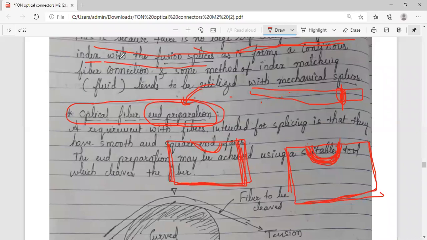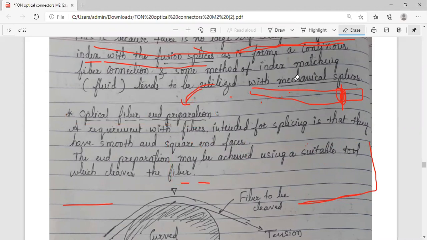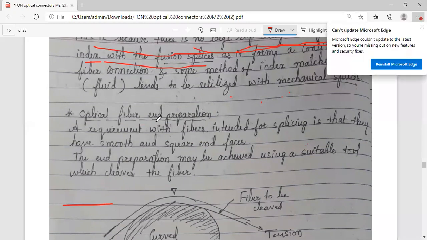So before you go for splicing, when you go for splicing, the optical fibers you want to join, two optical fibers, they should be smoother in their ends. Their faces should be regular. They should be prepared very well for the splicing technique. So before you go for splicing, when you prepare the optical fiber, smoothing its face and putting it in a regular shape, that we call optical fiber end preparation. So if you go for either fusion splicing or mechanical splicing, in both this is a must. This step is a must.